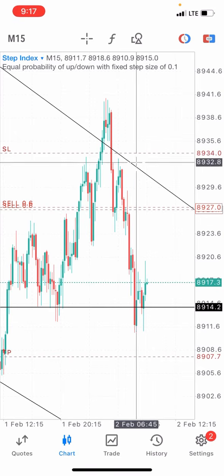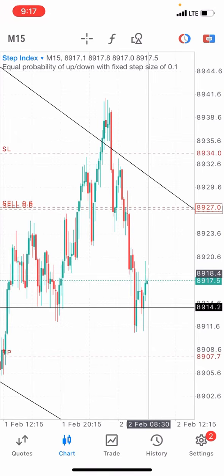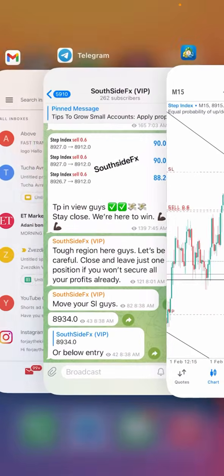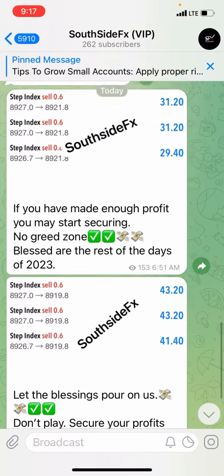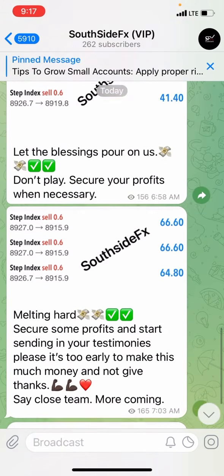So you can see we are trading step index. You can see clearly that my people are winning. This is a trade we took this morning. You can see we're making money already. We are taking a lot of profit already.